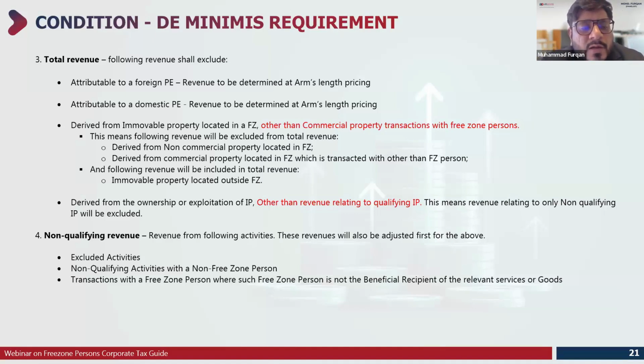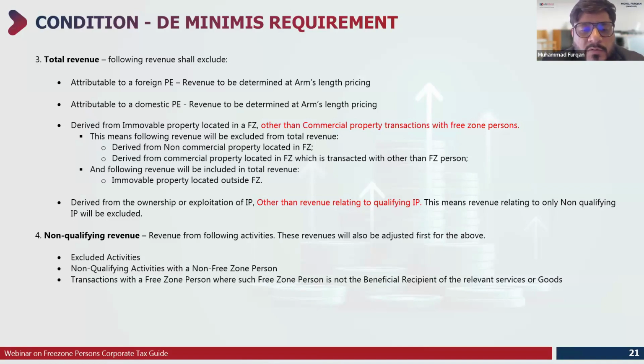So after calculating total revenue following these rules, we will calculate our non-qualifying revenue. And for non-qualifying revenue, we will exclude the 3 activities. But before excluding 3 activities, we will adjust these 3 activities from above for above 4 points.